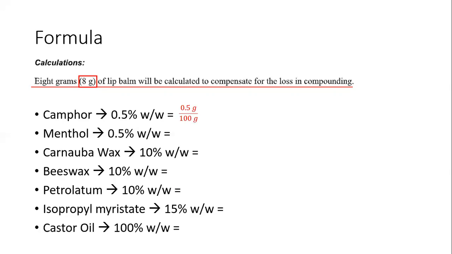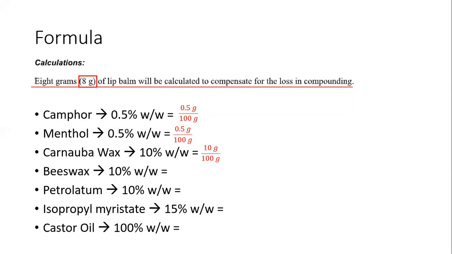We saw in our prescription, the formula was listed as W over W, or weight over weight for all of our components. We can go ahead and use this to interpret the ratio of each component to our total. So 0.5% W over W we know is equal to 0.5 grams of camphor and 100 grams total lip balm. The same ratio applies to menthol.